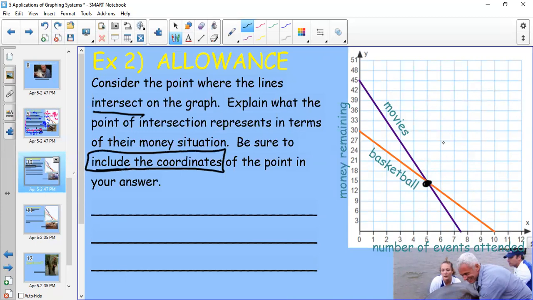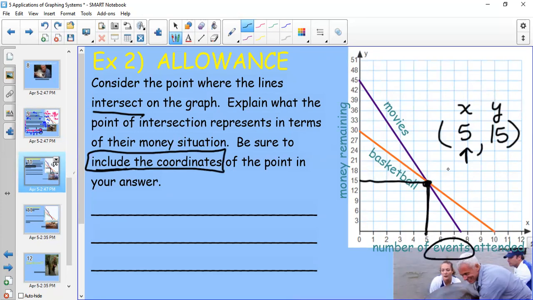Okay, so off to the side, I'm going to first label that point. Remember, it's an x, comma, y. My x is 5. My y is 15. Now I'm going to put labels to those numbers. That was 5 events, and 15 money remaining. So I know it's money left.